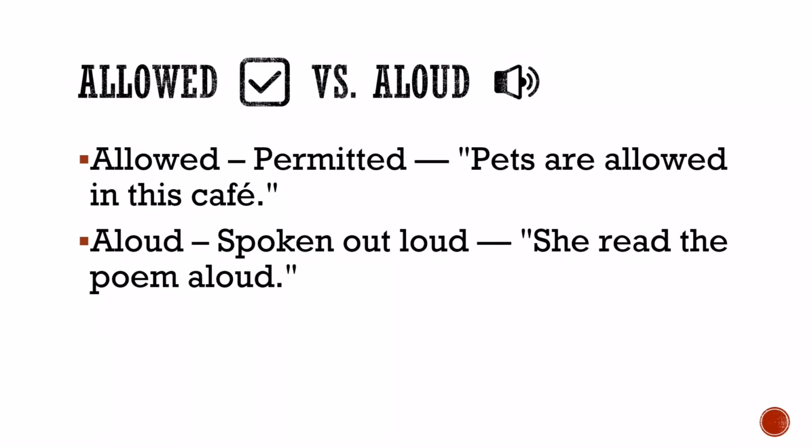The first allowed is a verb. It means permitted. For example, pets are allowed in this cafe. The second aloud is an adverb. It means spoken out loud. For example, she read the poem aloud.